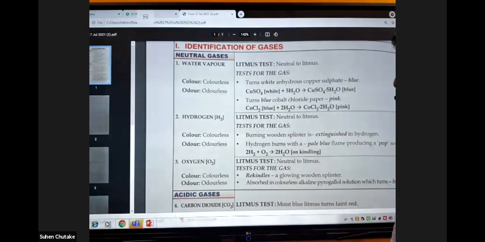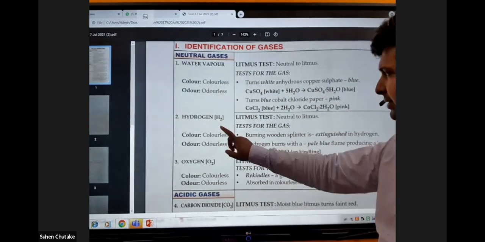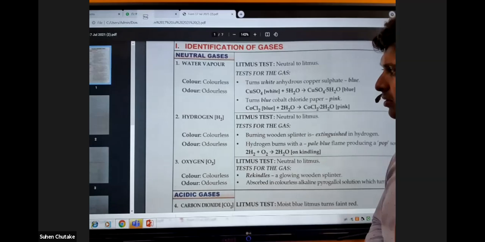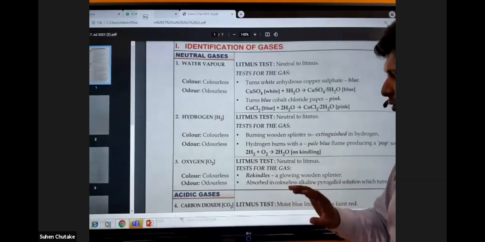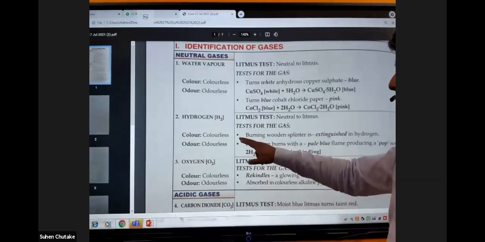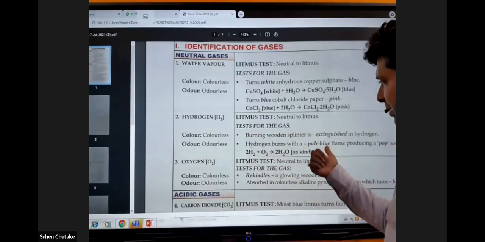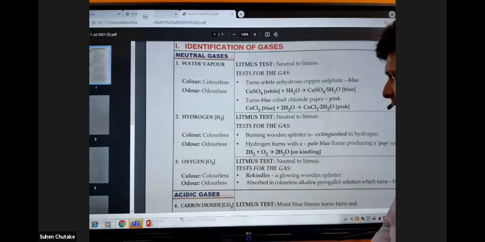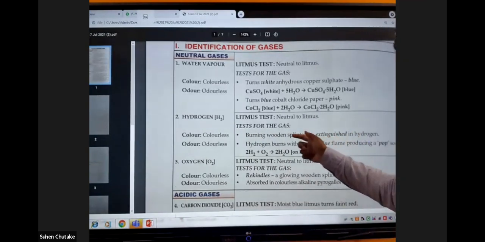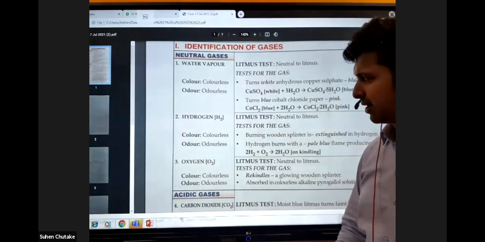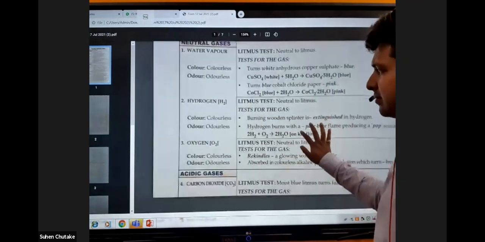Then hydrogen is also a neutral gas. Don't think that because of the hydrogen H plus ion you can call it an acidic gas. No, it's a neutral gas, and it's colorless and odorless again. It burns with a pale blue flame, and it burns with a pop sound. That is the test. And a burning wood splinter is extinguished in hydrogen. What is a burning wood splinter? Agarbatti is called a burning wood splinter, and it will get extinguished in what?